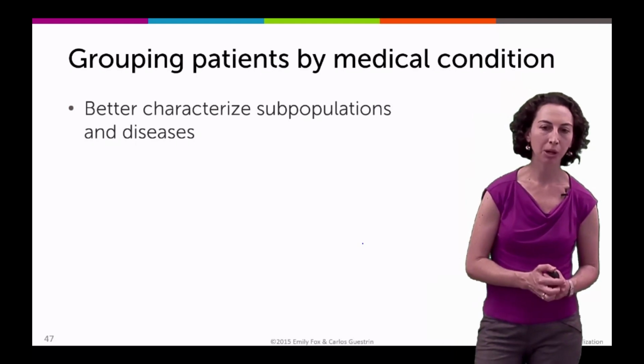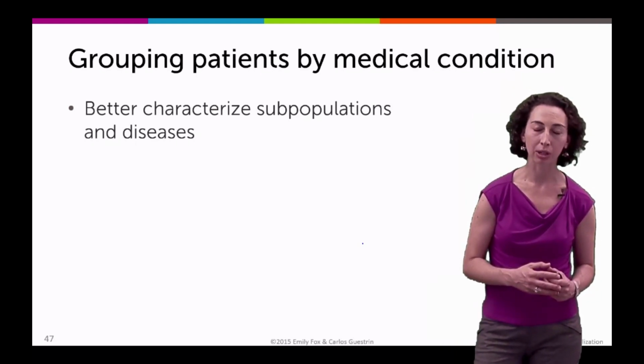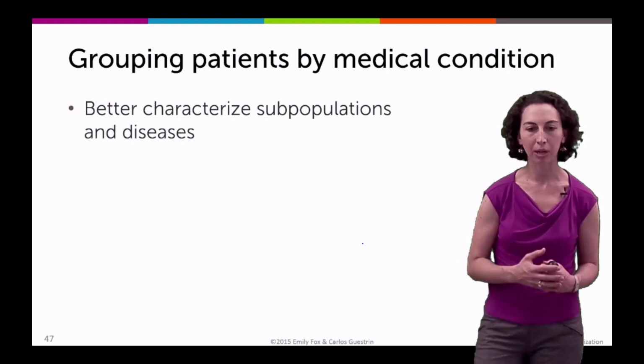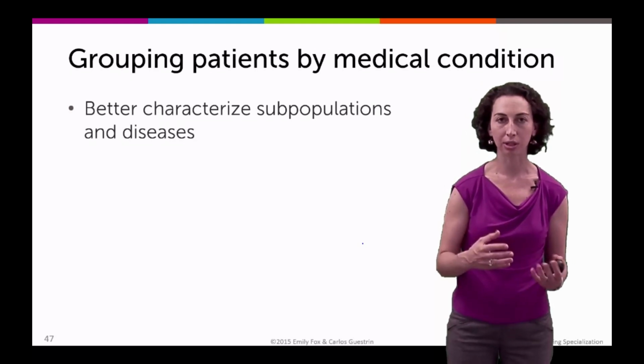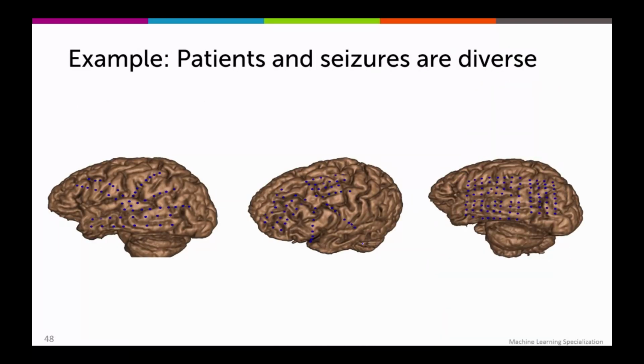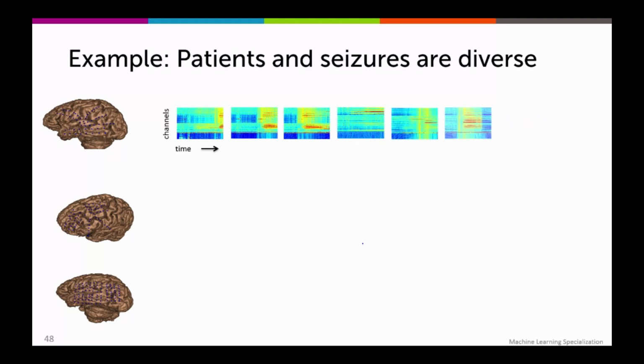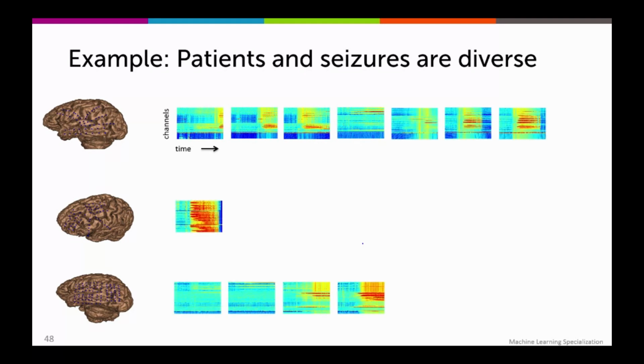Another very different application is maybe we want to group patients by their medical condition. So here a goal might be to better characterize subpopulations as well as different diseases. As an example, we can look at a whole bunch of patients that have seizures. These 3 brains represent 3 different patients, and they have different recording setups that are measuring their seizure activity. For each of these patients, we get a collection of recordings of different seizures that they exhibit over time. So each one of these colored squares represents a different recording of a seizure.